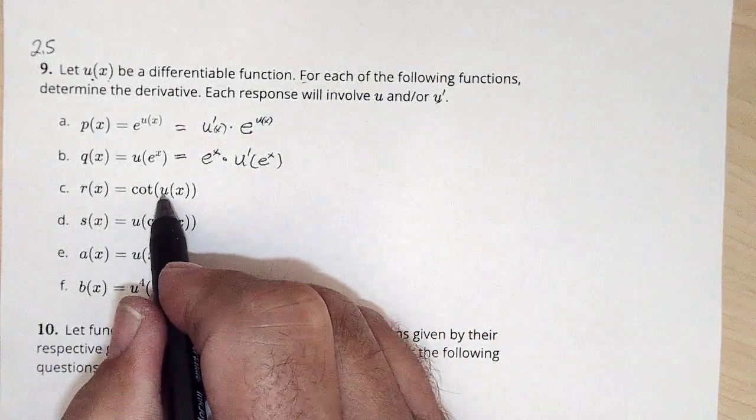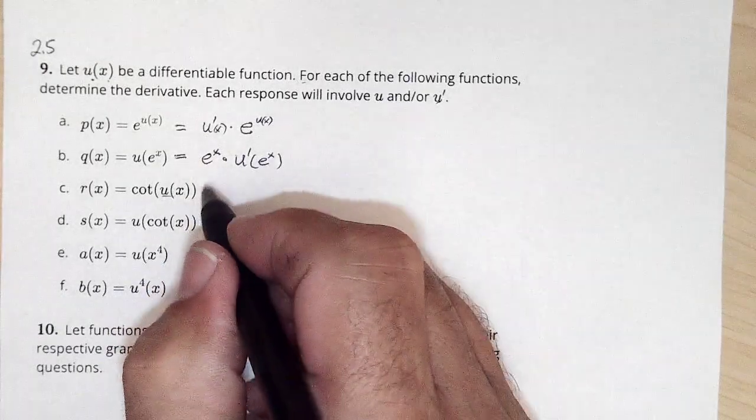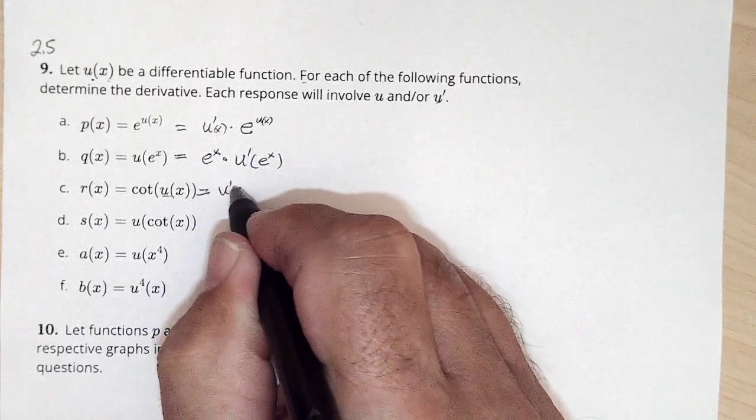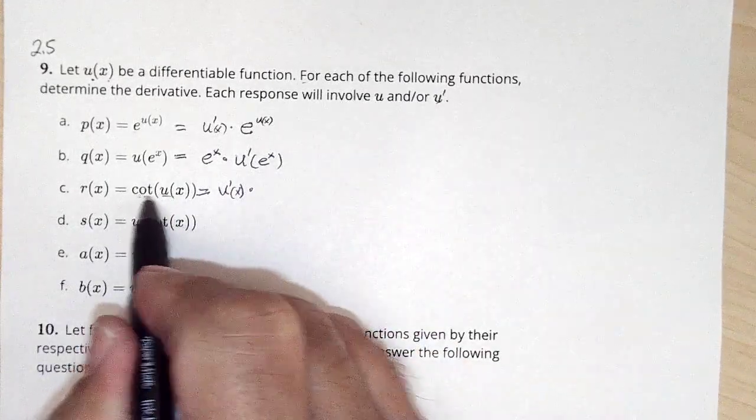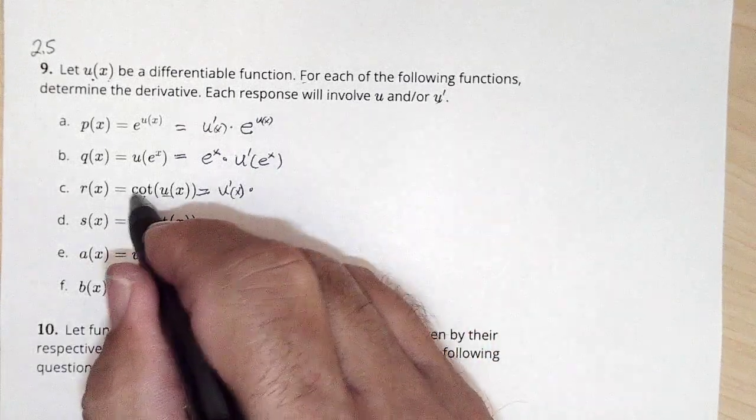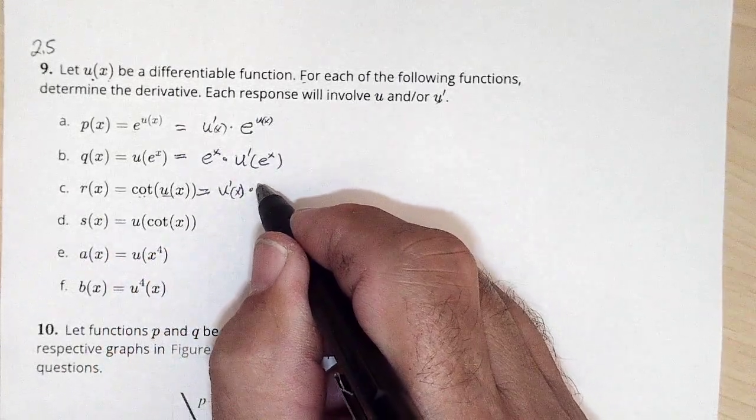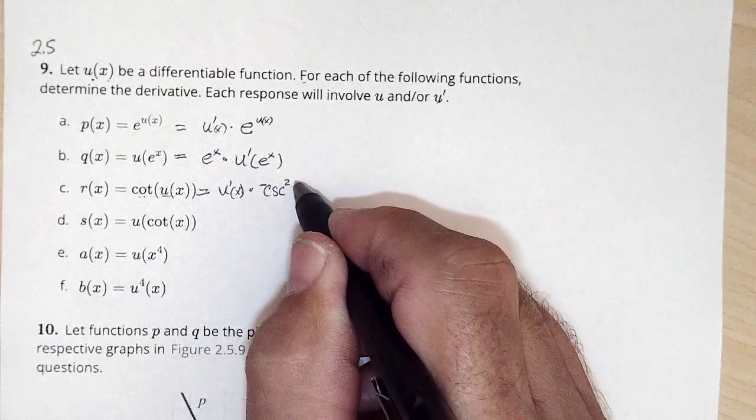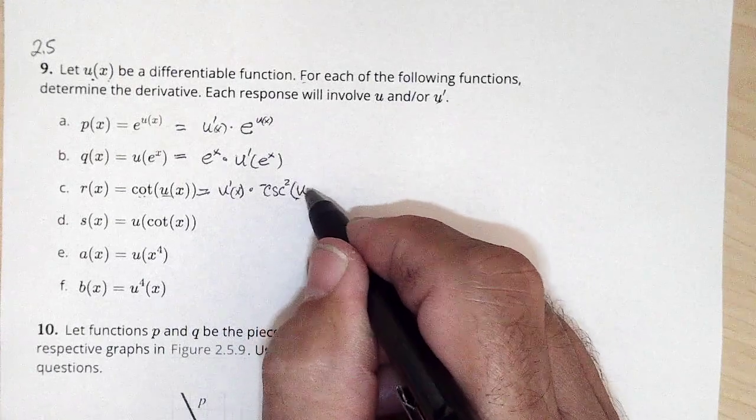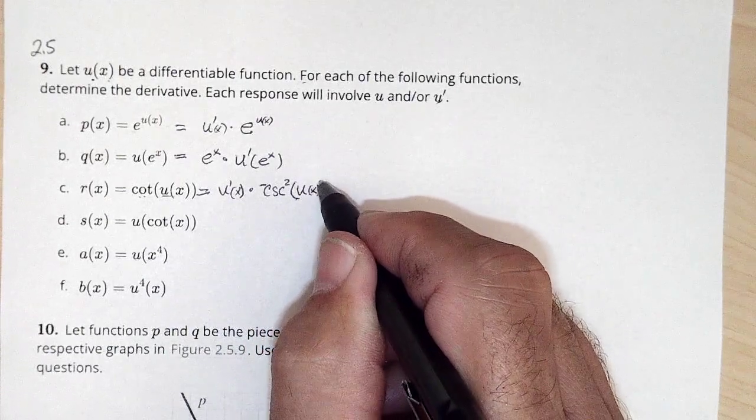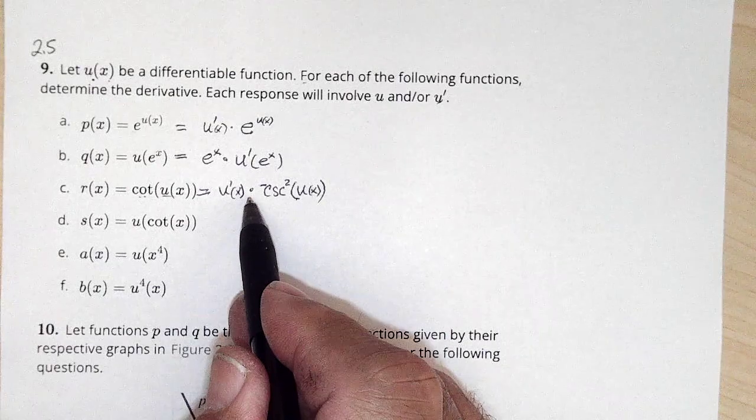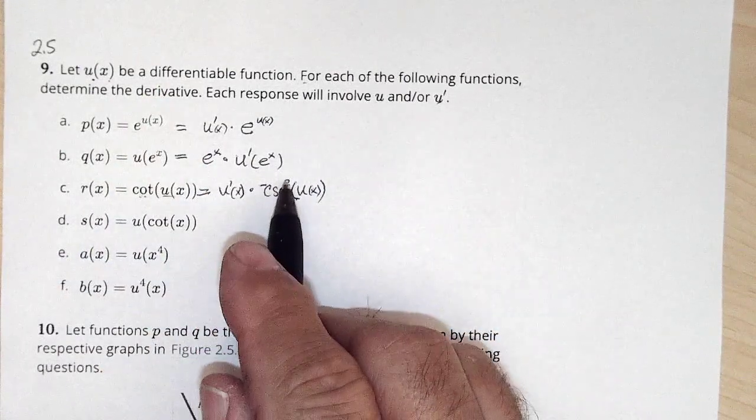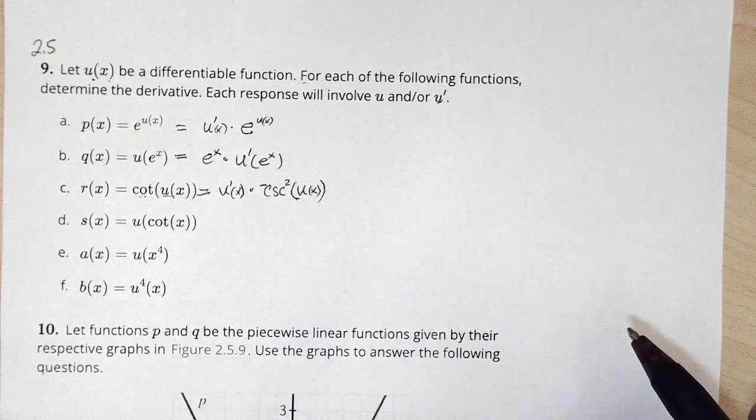Okay, so we've got the cotangent of something. So the derivative of the inside is u prime of x times the derivative of the big picture. Cotangent's derivative is negative cosecant squared of whatever was on the inside, which is u of x. So you get the derivative of the inside times the derivative of the big picture. Cotangent of something is negative cosecant squared of the something.